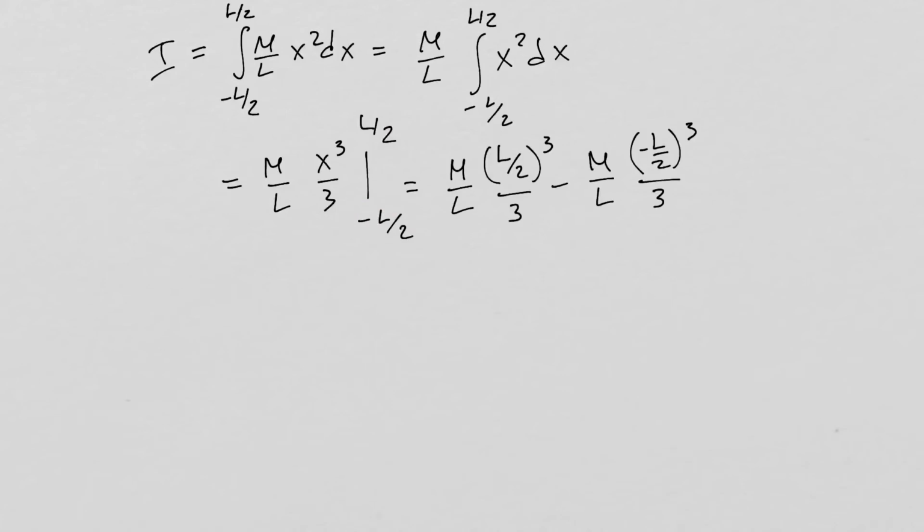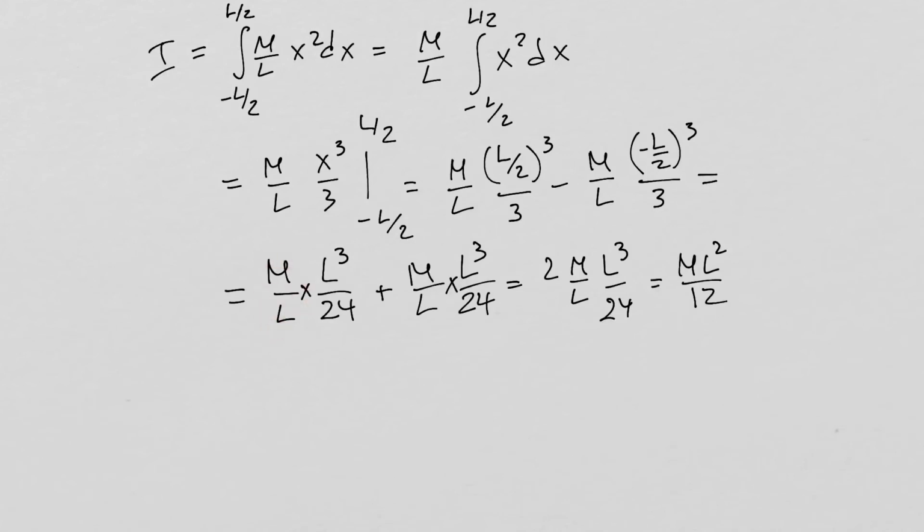When I write the expression with the limits, I get M divided by L of L over 2 to the third power divided by 3 minus M over L of minus L over 2 to the third power divided by 3. So let's do the simplification here and see what we get as a final expression. So we get M divided by L times L to the third power divided by 24 plus M divided by L times L to the third power divided by 24, or that is 2 times M divided by L times L to the third power divided by 24. Finally, this is ML squared over 12.